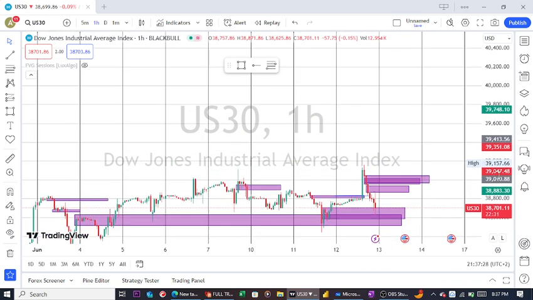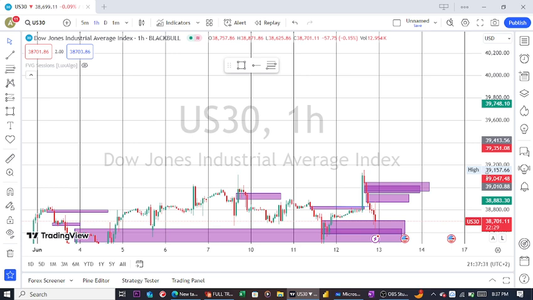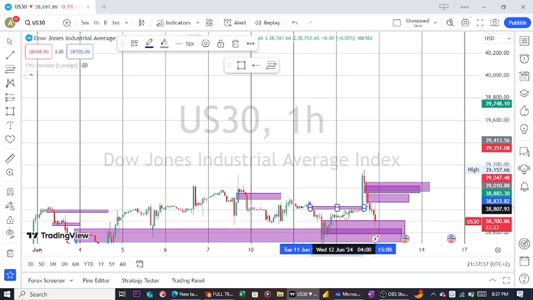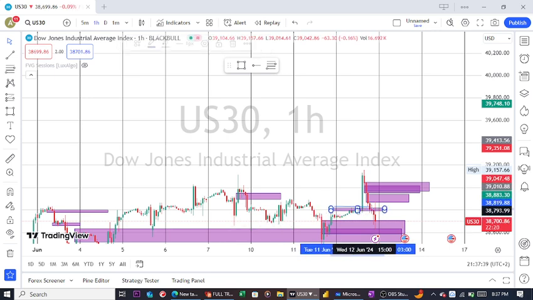Now we have something like this. In this case, I'll take this as my breaker block. Why am I taking it as my breaker block? It's supposed to act as a support and resistance zone, and it actually did. It ranged here a lot. That's why you're seeing these long candle wicks. But in spite of that, it still broke away.